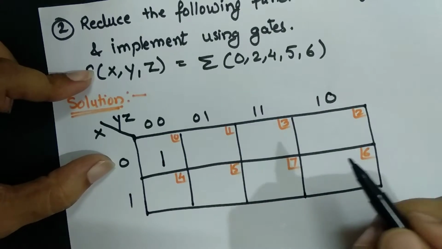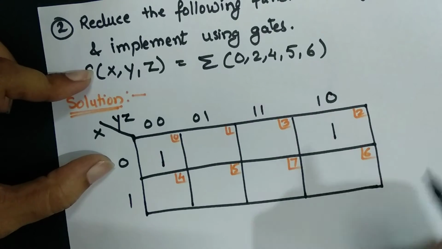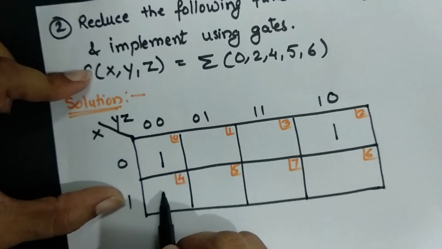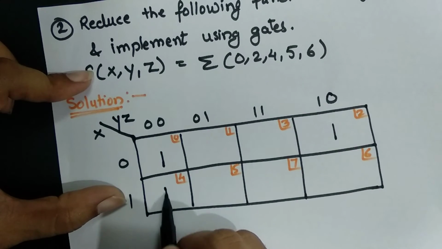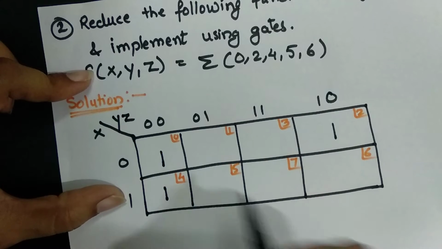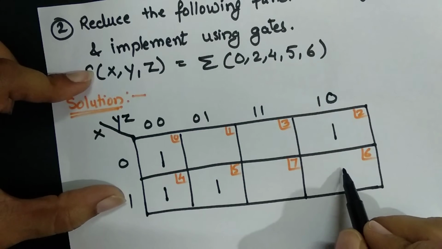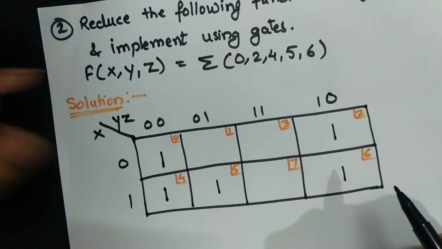Next is 2. In place of 2 I will put 1. Next is 4. Here I will put 1. Next is 5, and the last one is 6. So here I will write 6.